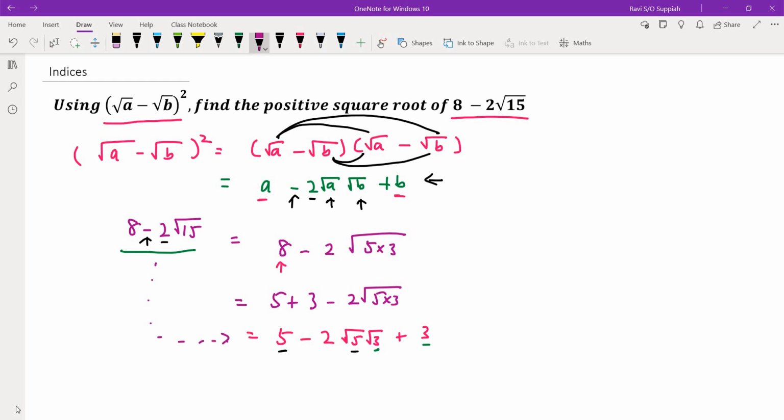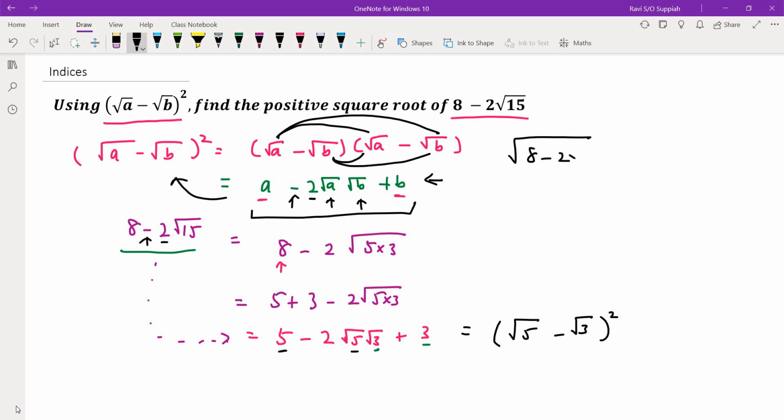From the first step that we did, we know that I can take this expression and simplify it to look like this. That means this can be rewritten as (square root 5, which is a, minus square root 3, which is b) whole squared. Now we are asked to find the square root of this expression. The square root of 8 minus 2 root 15 is equal to the square root of (square root 5 minus square root 3) squared. Since square and square root cancel each other, I can rewrite the final answer as square root 5 minus square root 3.